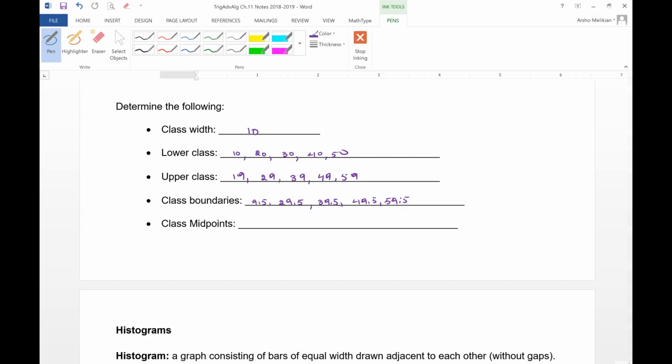And then the class midpoints are the middle numbers of, let's say, 10 to 19. So that's 14.5, 24.5, 34.5, 44.5, and 54.5. Now we can use that to draw a histogram.